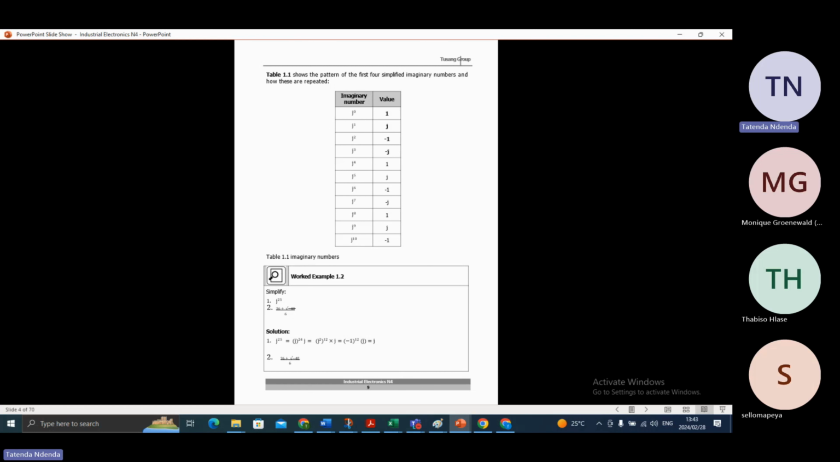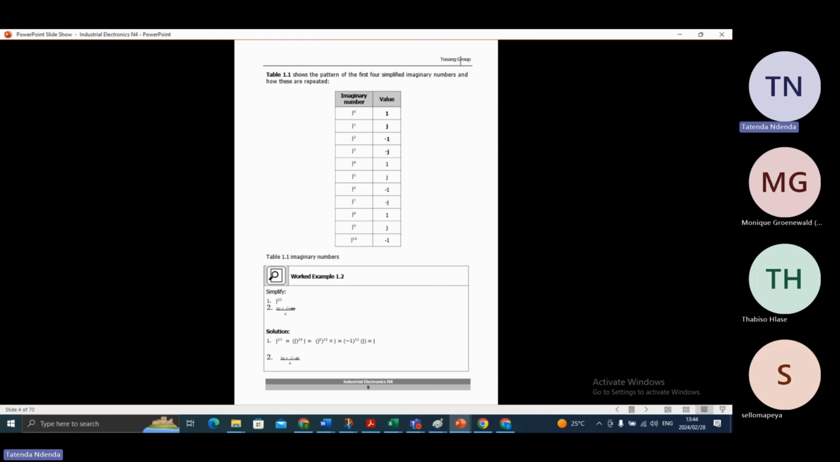You can see that here we're having j squared is negative 1, right? j to the power 6, negative 1. j to the power of 10, negative 1. So these are even. But now the question arises, what about 4, 6, and 8? Why are they not equal to negative 1? It's because of the squares, guys. Ne? It's just because of the squares.